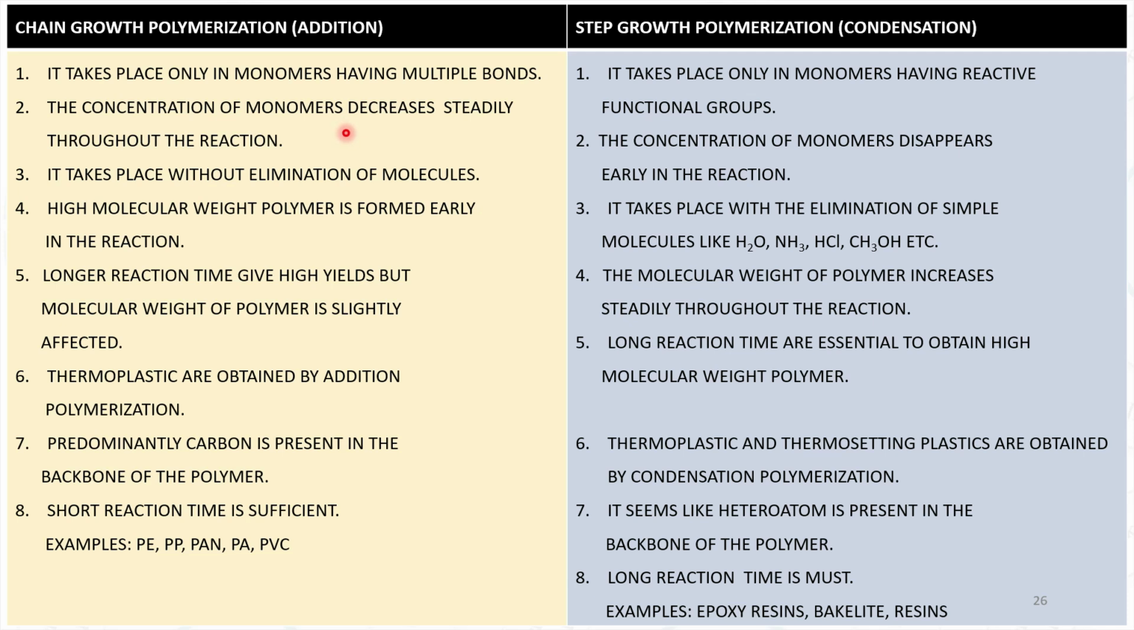And then you can see here in condensation polymerization, your monomers disappear early in the reaction, and you will not get any monomer, but you get dimer, trimer, and oligomer types of things, and you get the polymer in the later stages only.